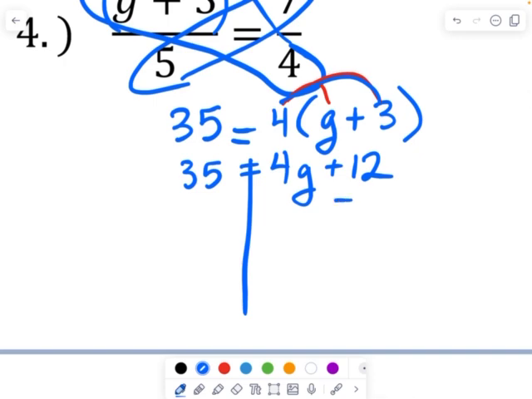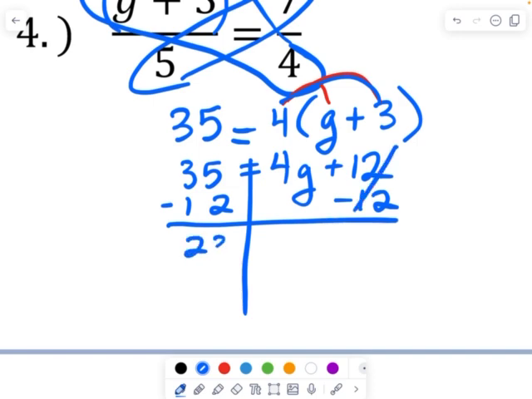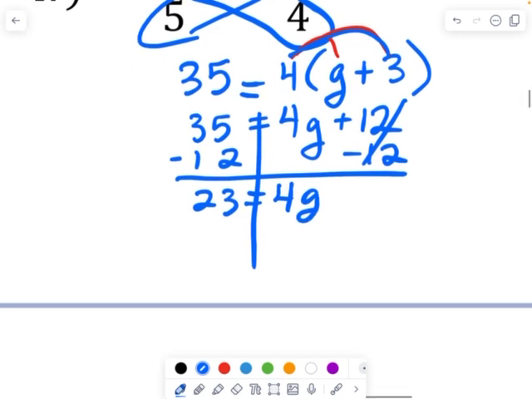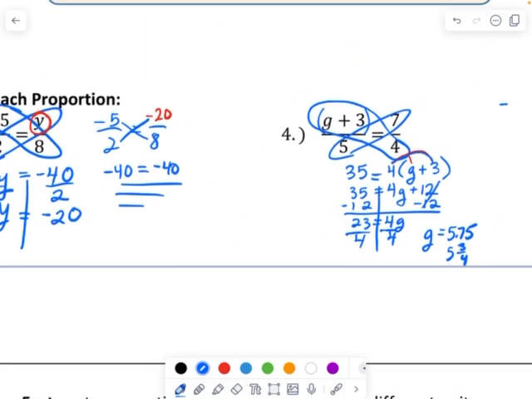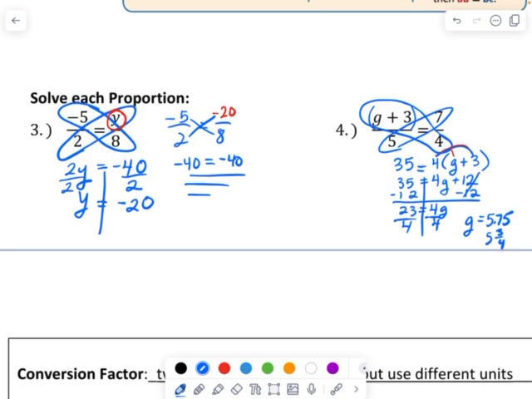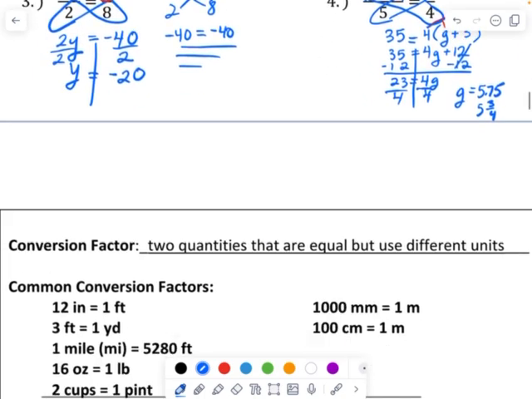And in this problem, I have a two-step equation to solve. I'll first subtract 12 from both sides, okay? And I get 23 equals 4g. And then I can divide both sides by 4, and I'll get a decimal. G equals, I think, 5.75, okay, or 5 3/4. All right, so cross multiplication.